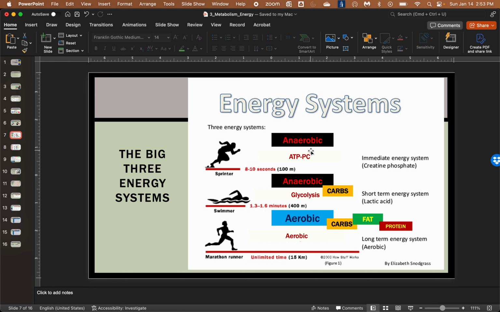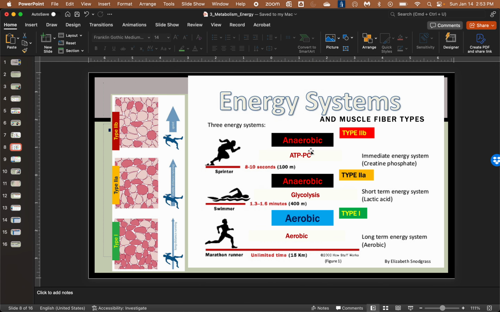So those are your energy systems. We have 2 anaerobics, 1 aerobic. Now, let's wrap in an understanding of muscle structure here. You have probably heard a little bit that we have what are called fast twitch and slow twitch type muscles in our body. Those match up really well with the different energy systems.